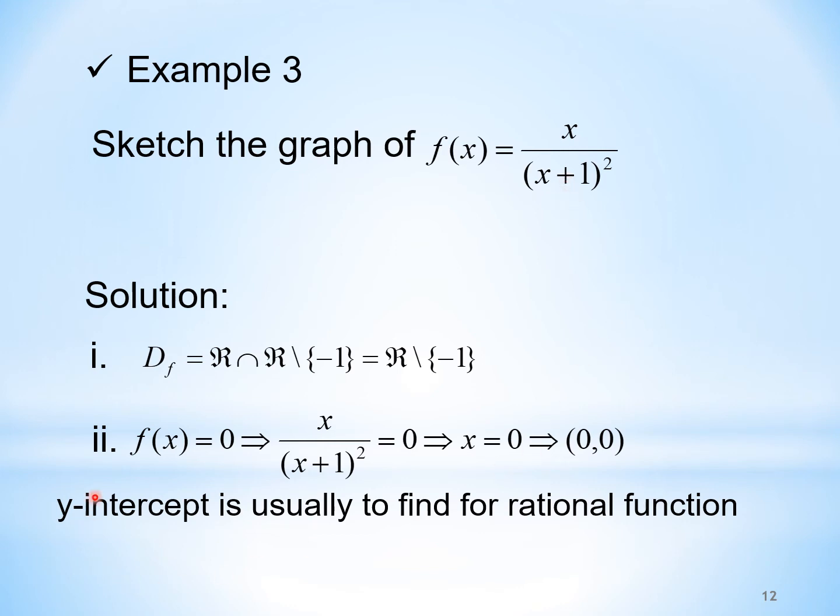Okay, so second step is to find your intercept, y-intercept. So for y-intercept, your x value equal to 0, when over here we have our function equal to 0. So your intercept is 0, 0. You just substitute your value x equal to 0 and your y equal to 0, so you get this.